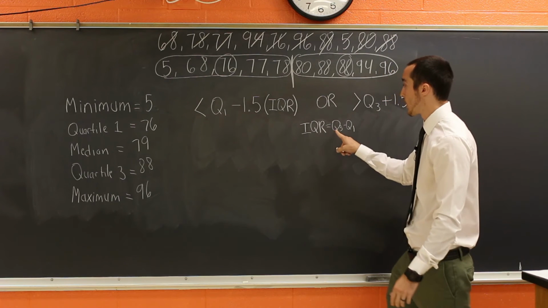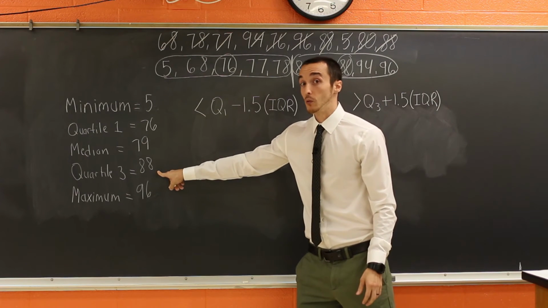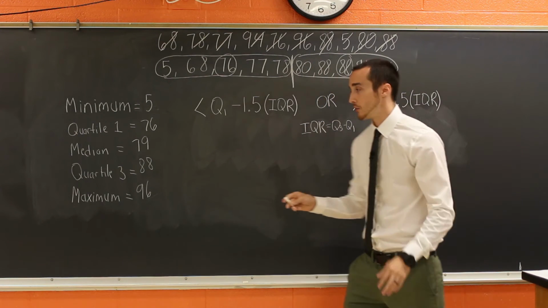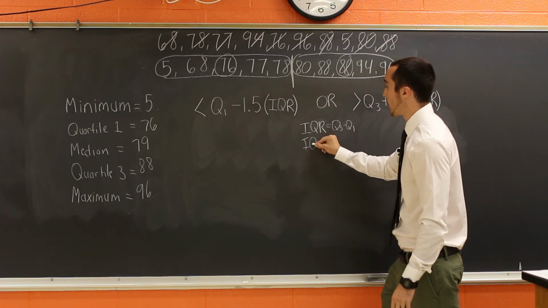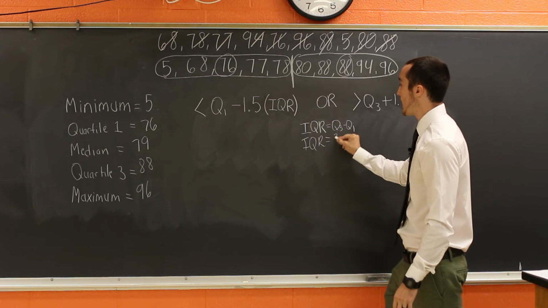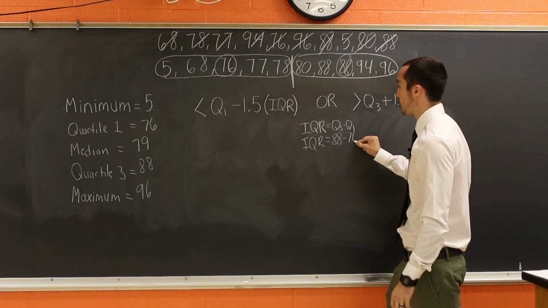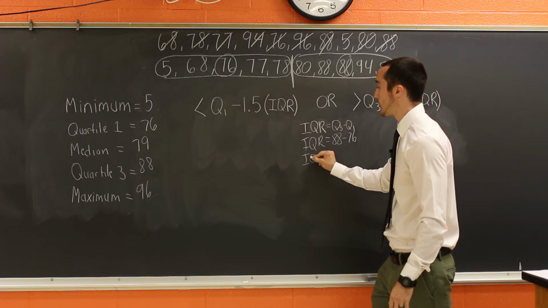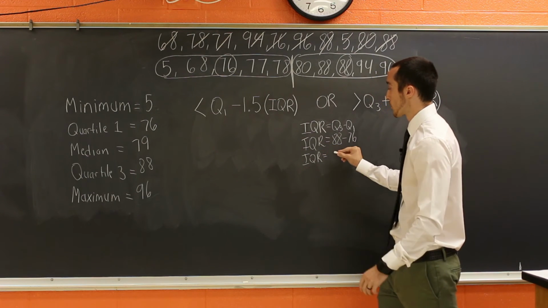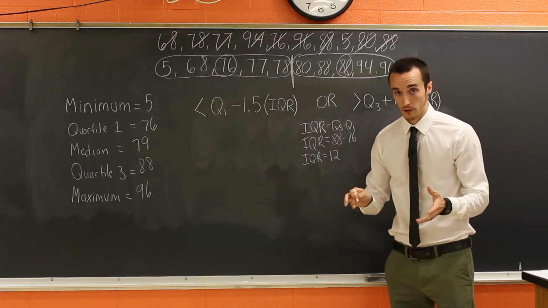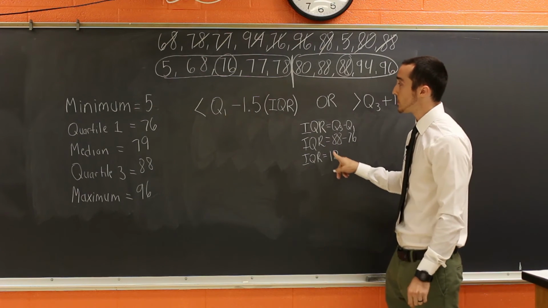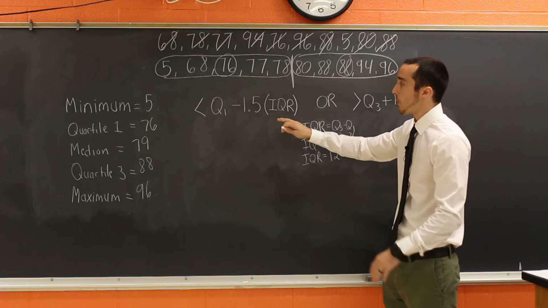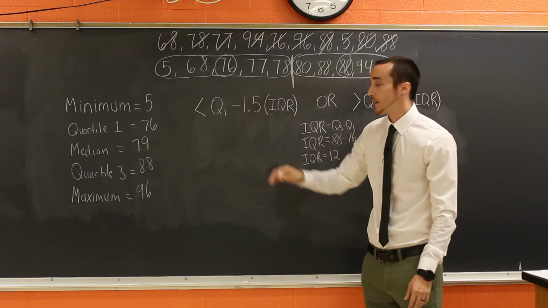So that part's easy, it's just a subtraction problem. So let's do that first. My third quartile in this example was 88, and my first quartile was 76. So I'm just gonna subtract those numbers. So my IQR is 88 subtract 76. 88 subtract 76 is 12. So for this data set, my IQR, or my interquartile range, is 12, okay? Now what we're gonna do is we're gonna substitute that value into the rest of this sort of inequality to see if we have any outliers.